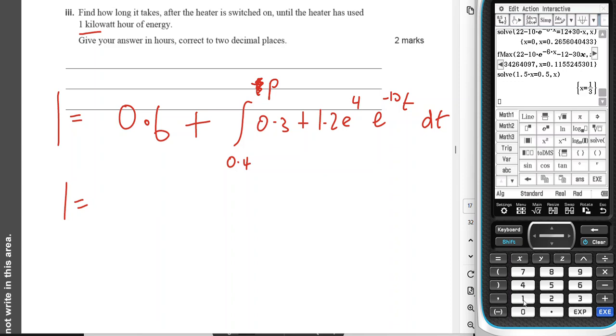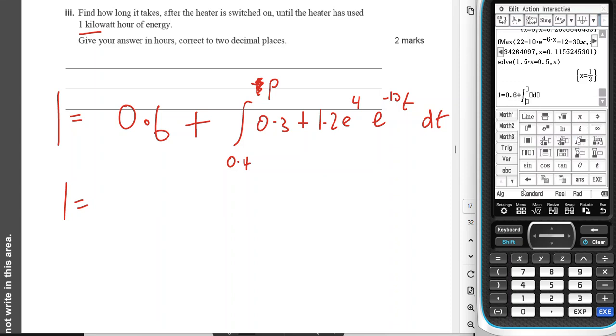So I'm wanting 1 equals 0.6 plus the integral from 0.4 to, I'm going to call it y, of 0.3 plus 1.2 e to the 4 e to the minus 10x dx.